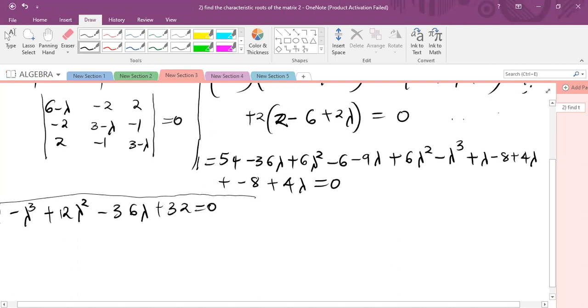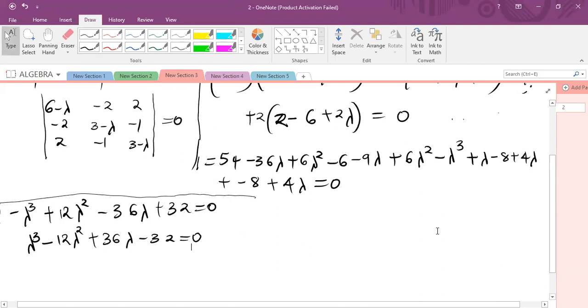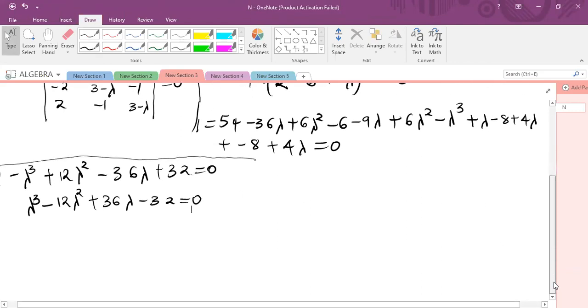So we can decide to negate the whole equation so that this one here, which has the highest value of lambda, is positive. So this is lambda cubed minus 12 lambda squared plus 36 lambda minus 32 is equal to 0. So we are going to use the trial and error method or functional notation method. So we're just going to take random values of lambda and see if they satisfy the equation. And then after we get at least one which satisfies the equation, then we can be able to get the other one.